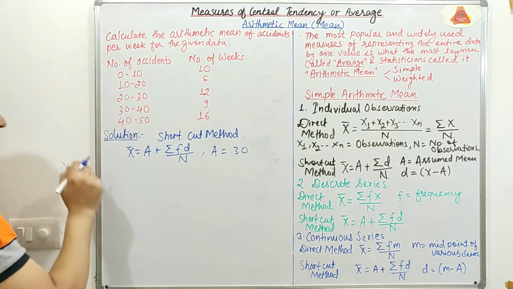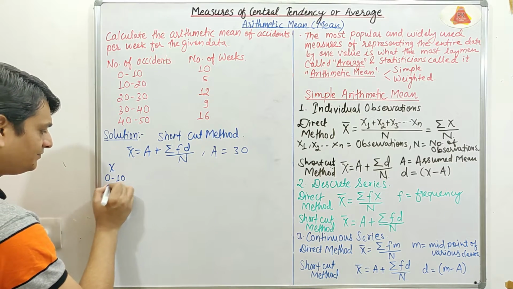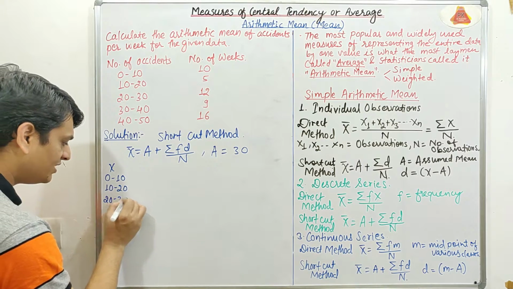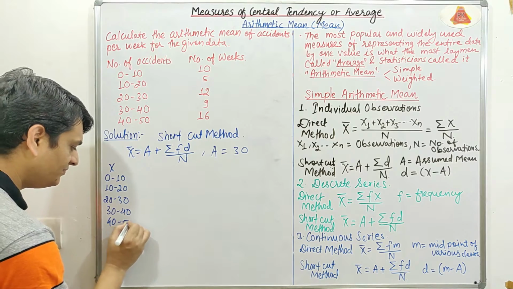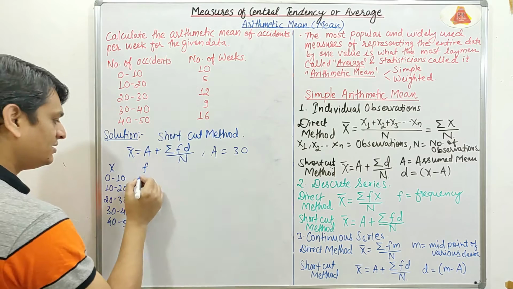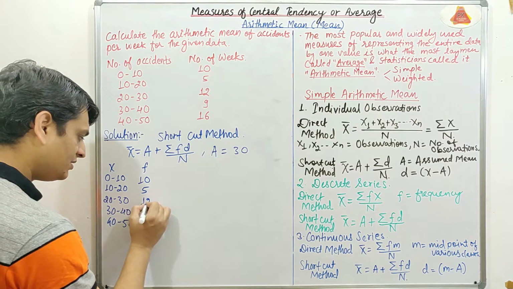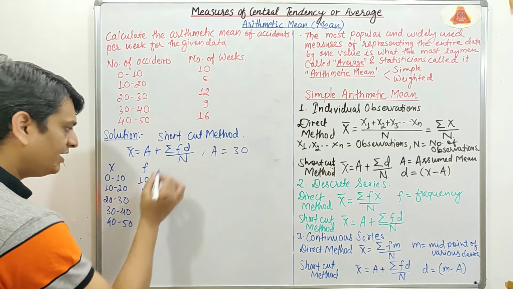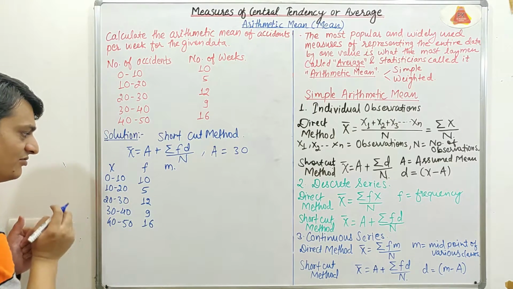Now let's take the first column. It is for x, that is 0 to 10, 10 to 20, 20 to 30, 30 to 40, and 40 to 50. Now coming to the second column, that is for frequency, that is 10, 5, 12, 9, and 16. In the third column, we have to calculate the mid value as we have calculated earlier.